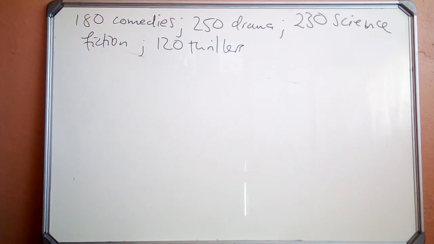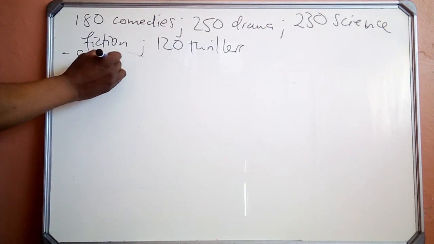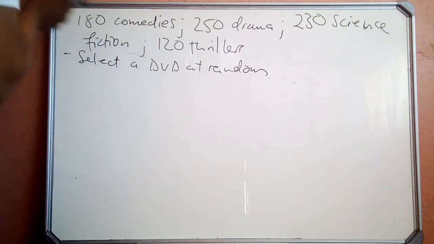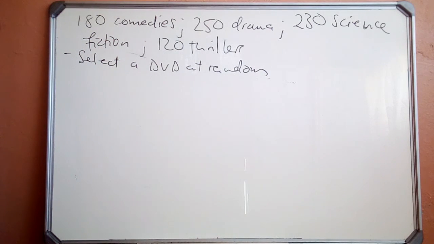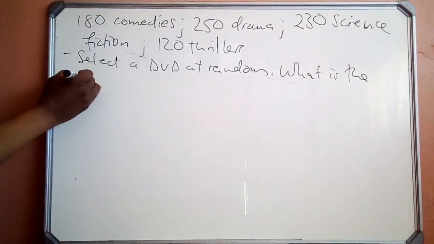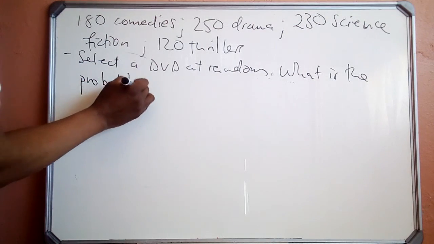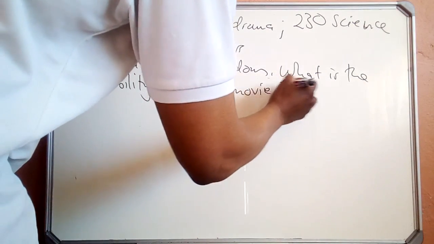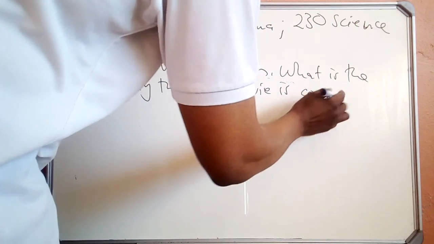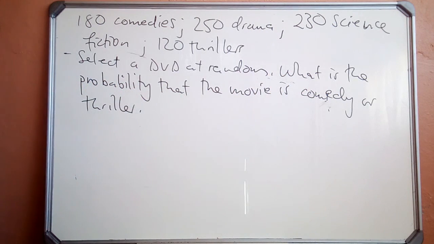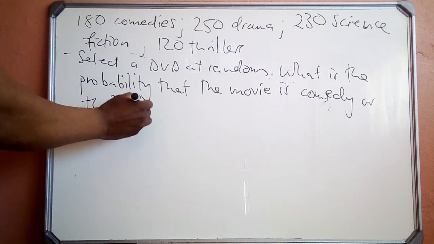Now, if you select a DVD at random, what is the probability that the movie is a comedy or a thriller? What is the probability of that happening?